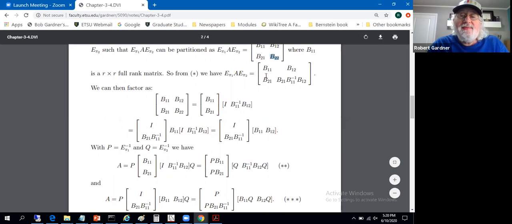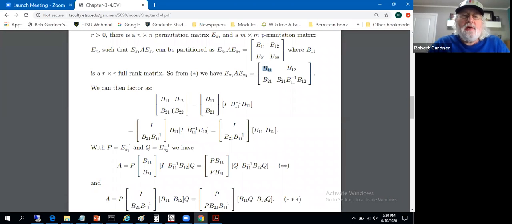So we can take this matrix, B11, rank R, same rank as matrix A. We're going to manipulate this for a little while and come up with some alternative forms of it. Let's take that matrix and write it in terms of products of some partition matrices. We can write it as the partition matrix B11, B21 times the partition matrix I, B11 inverse B12. Sure about that? Let's check it. First row, first column, B11 times the identity.